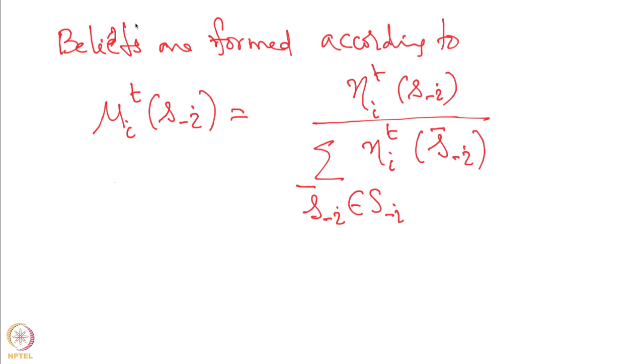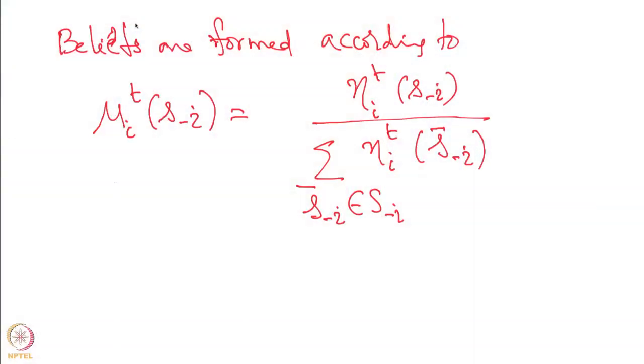So basically this particular thing is telling how mu_i^t(s_{-i}), his belief that he is playing s_{-i}. The player i thinks that his opponent is playing s_{-i}. The denominator is the total number of strategies that he has observed in the past, and then this eta_i^t tells you how many times s_{-i} is observed in that past. So this is the relative frequency of observing s_{-i}. So mu_i^t, the player i's belief about his opponent, is given by this one.